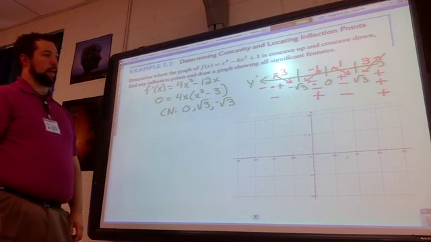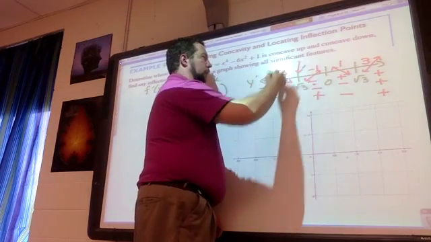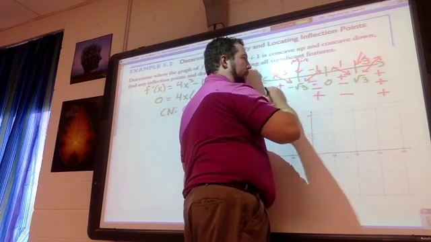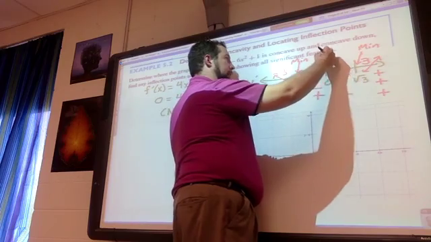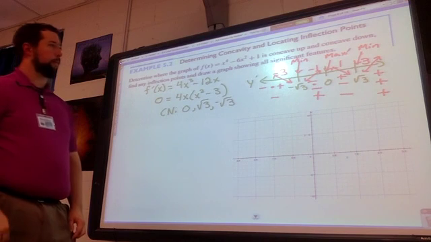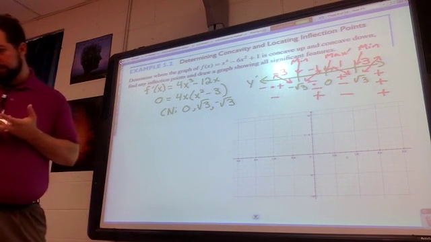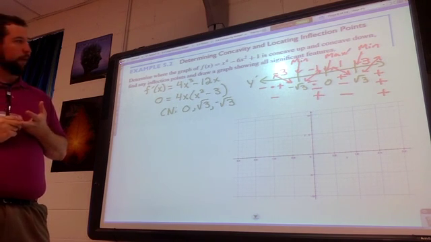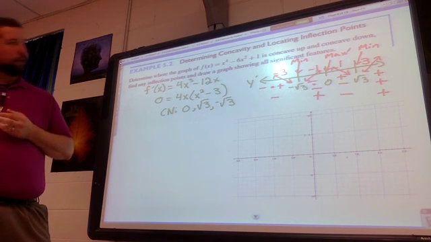So that tells us a lot of things. That tells us I've got a local min here at negative square root of 3, and another minimum at the positive square root of 3, and a max, or local max, at 0. If I plug those values in, 0 is going to be 1, and square root of 3 and negative square root of 3 are going to give you exactly the same thing. Let's plug that in.